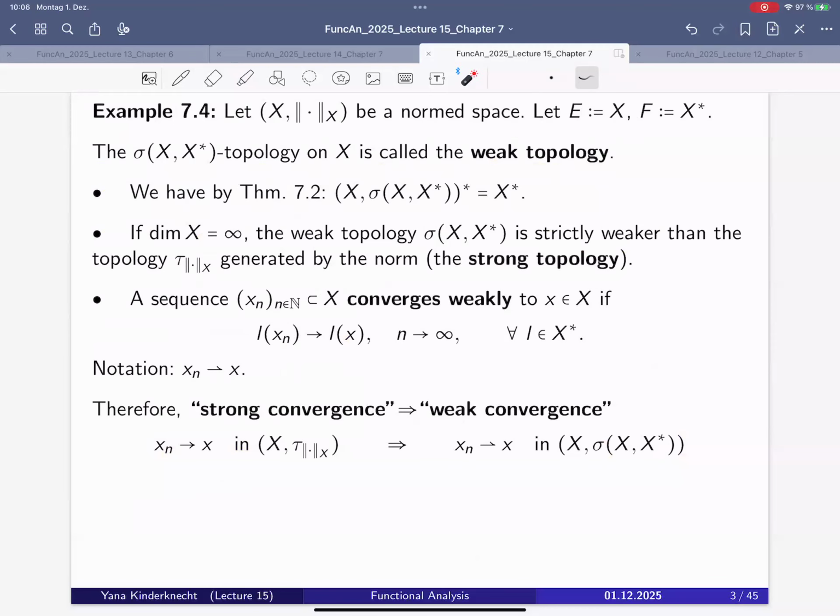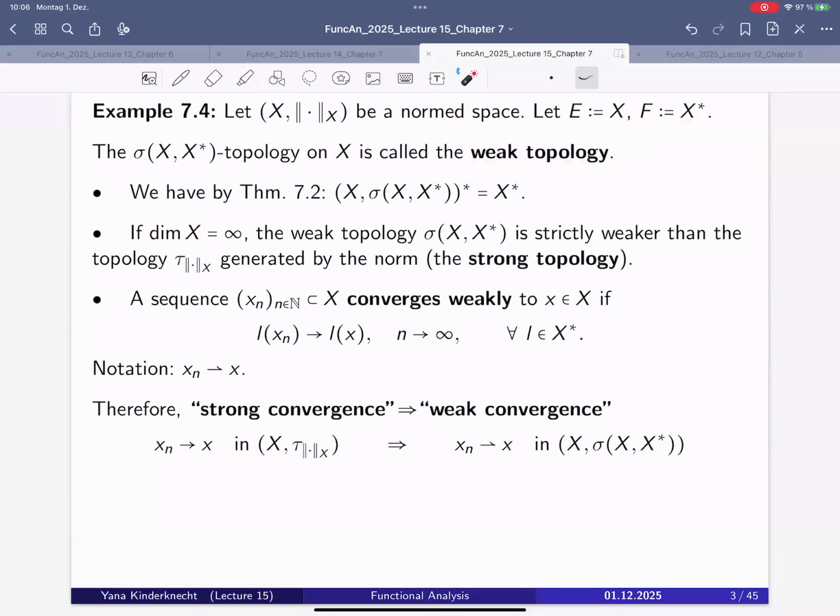Last time we discussed the first special case, example 7.4. Now X is a norm space. That is, we have a vector space and a topology given by the norm. Having this, we have a topological dual. So take E to be X and F to be the topological dual. Of course, if we have an infinite dimensional norm space, then the topological dual is a subset of the algebraic dual. So we are in the setting as before. And we have already studied that the topological dual separates the points of X. So we are exactly in the setting where we can create this topology, sigma EF. In this particular case, this topology is called the weak topology.